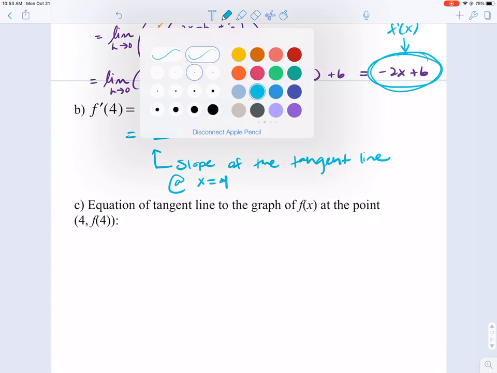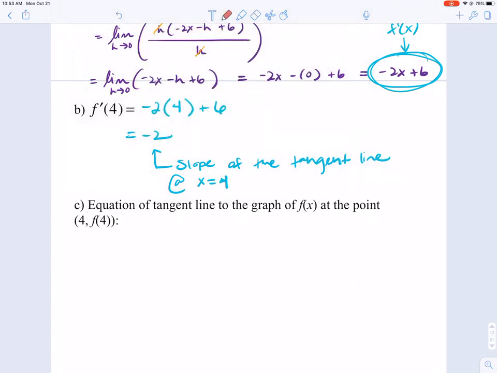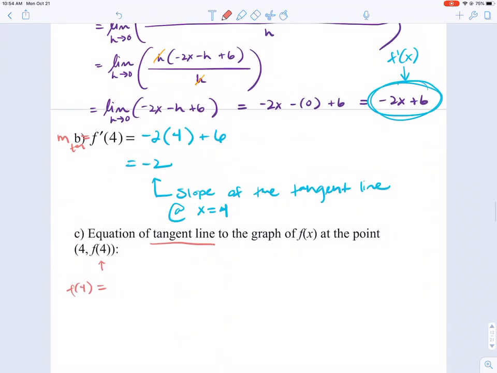So part C asks for the equation of the tangent line to the graph of f of x at the point 4 comma f of 4. So first of all, we need to know what f of 4 is so that we know that point. Right now we have the slope of the tangent line at that point. And then once we have a slope and a point, we can write the equation of the tangent line in point slope form.